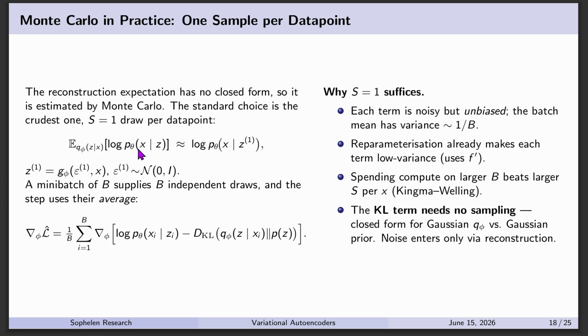So the expected value of this is just plugging in a single sample from the Gaussian blob. Of course, this will be a noisy estimate, but it has very low variance because we control, right? Remember, z was constructed deterministically from phi, and we push the randomness through epsilon, right?